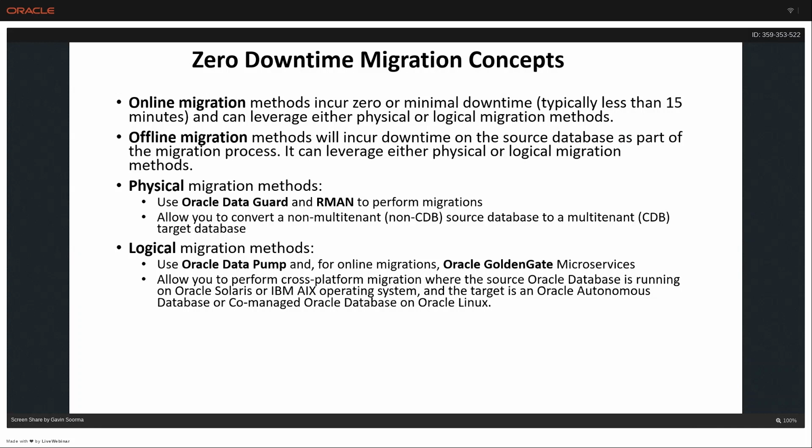And in the physical migration methods, you have Data Guard and RMAN to perform the migrations in the background. And for the logical methods, you have Oracle Data Pump, and you also have Oracle GoldenGate. So we are required to set up what's called a GoldenGate hub. That's a free image available in the cloud.